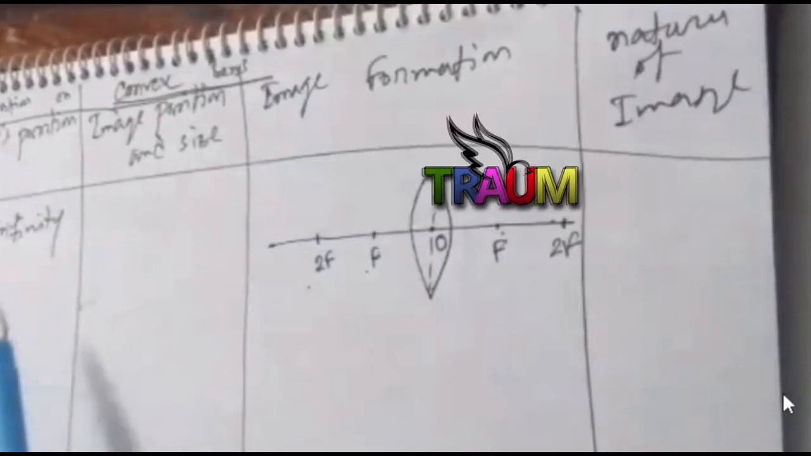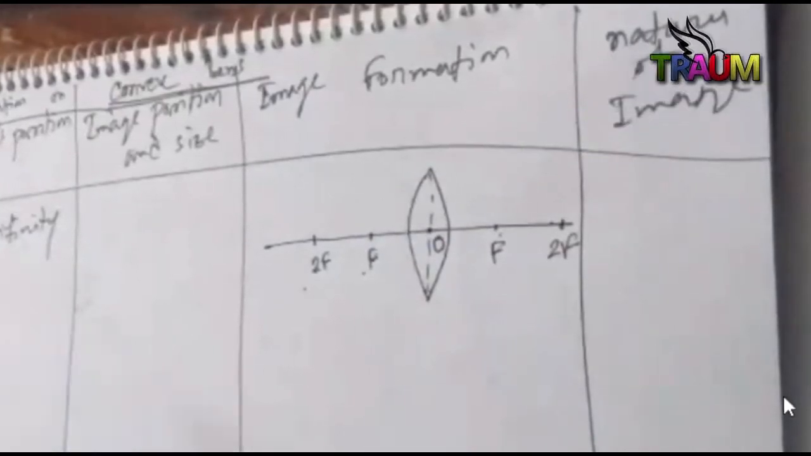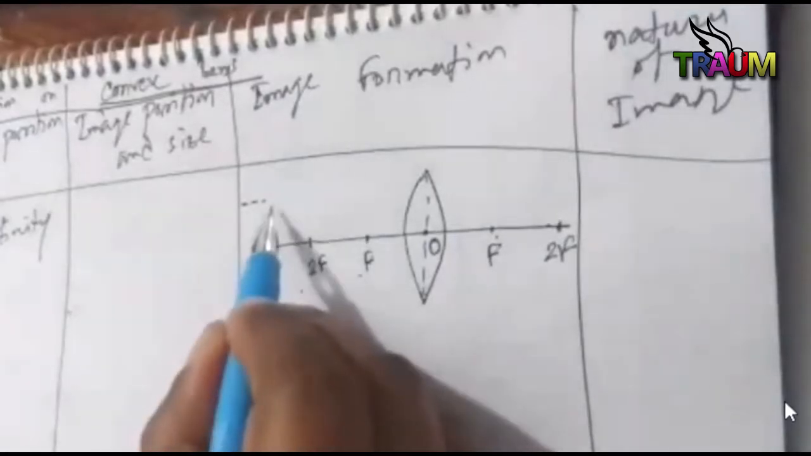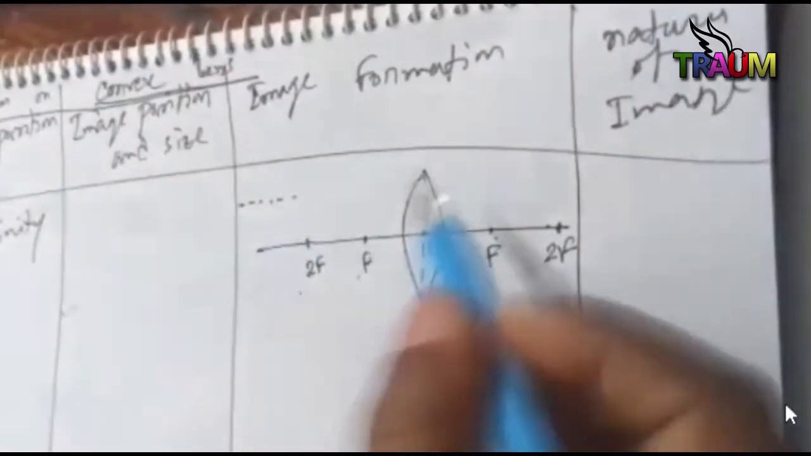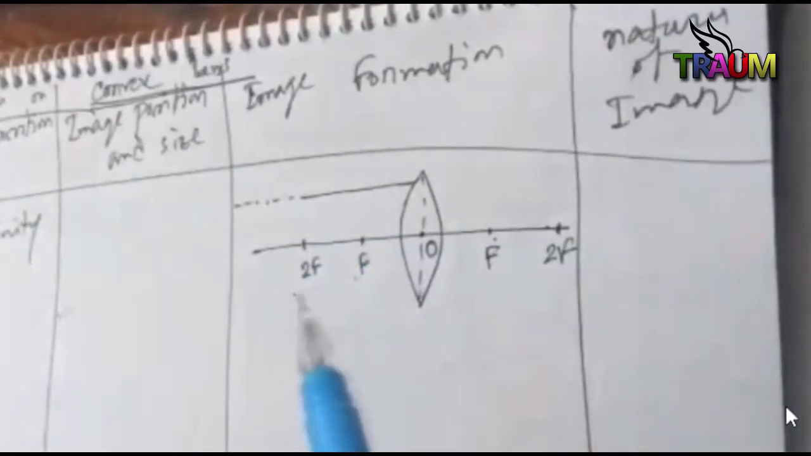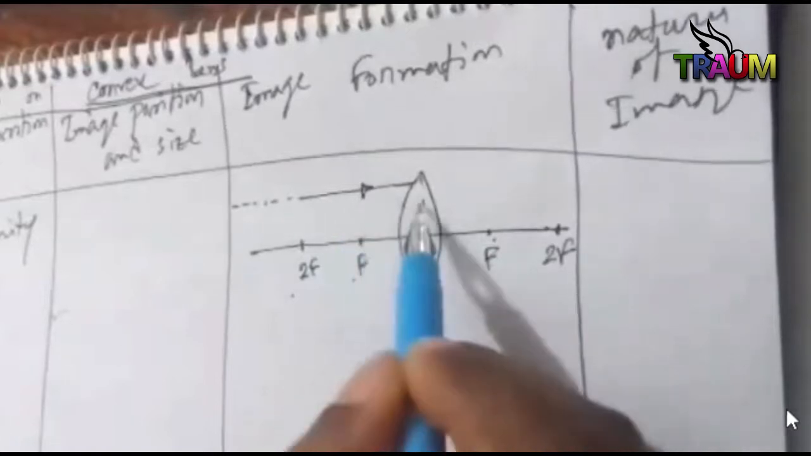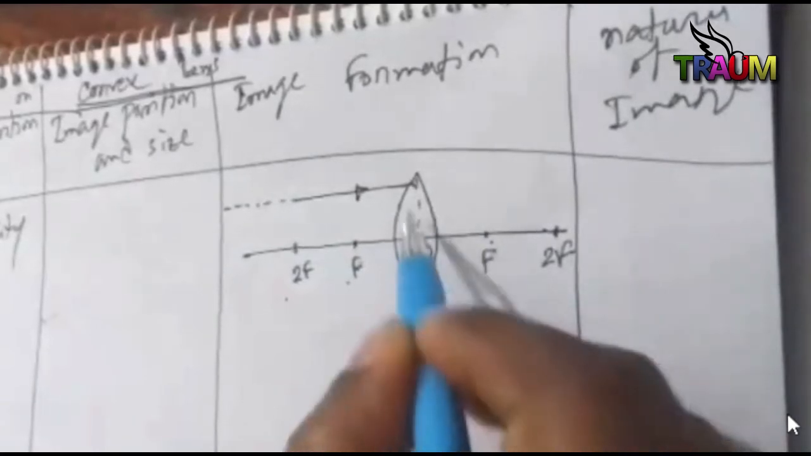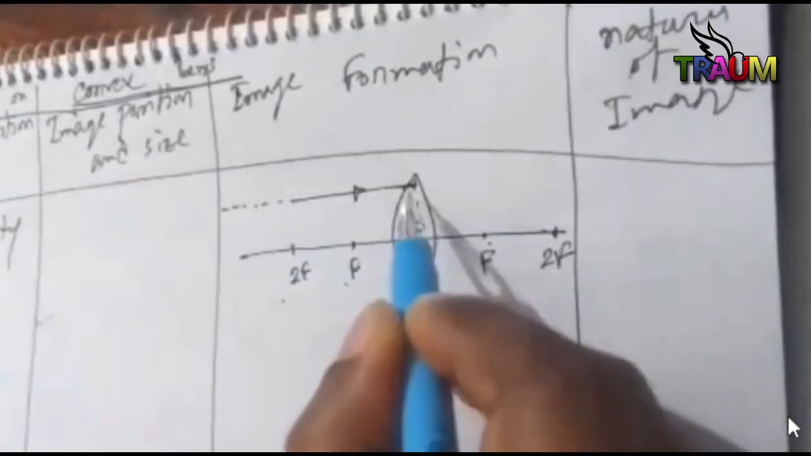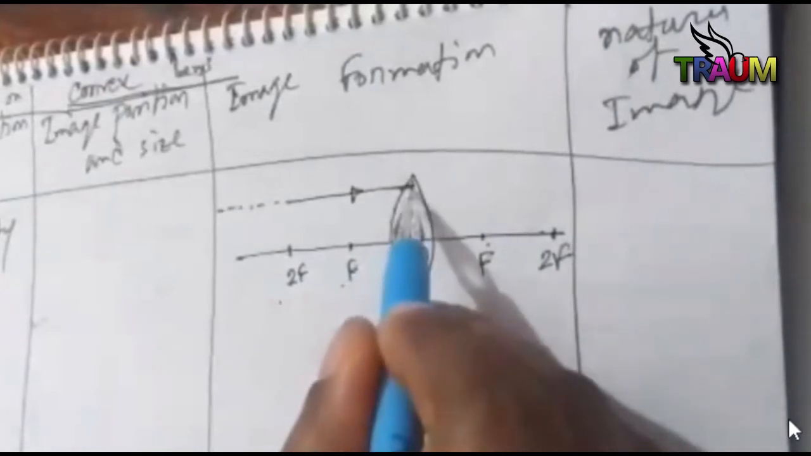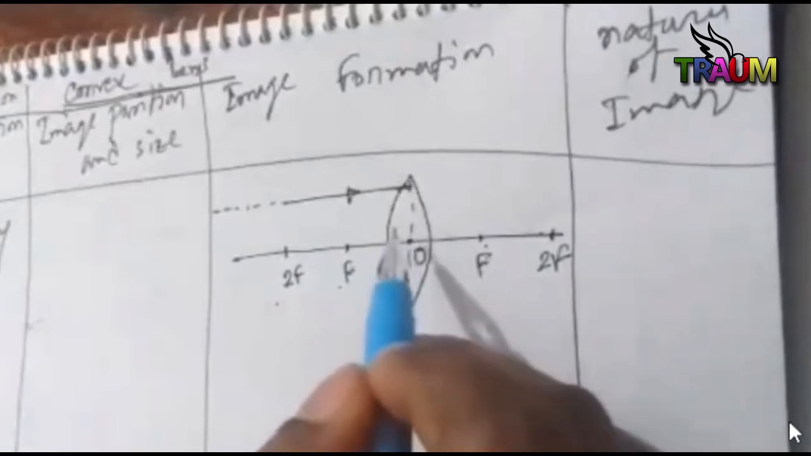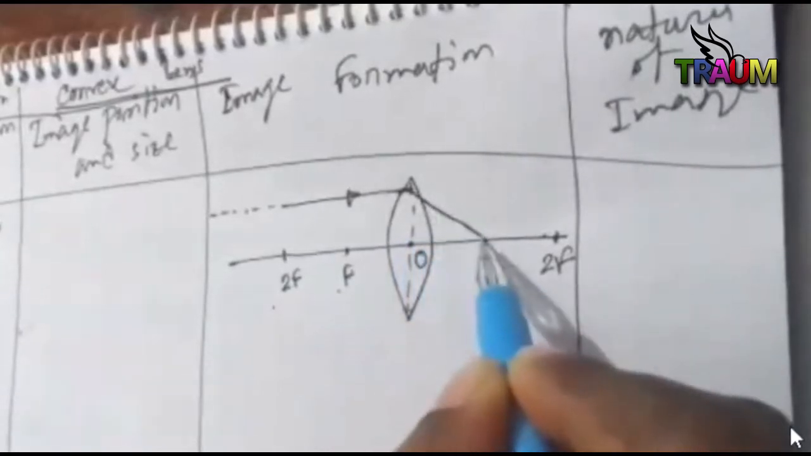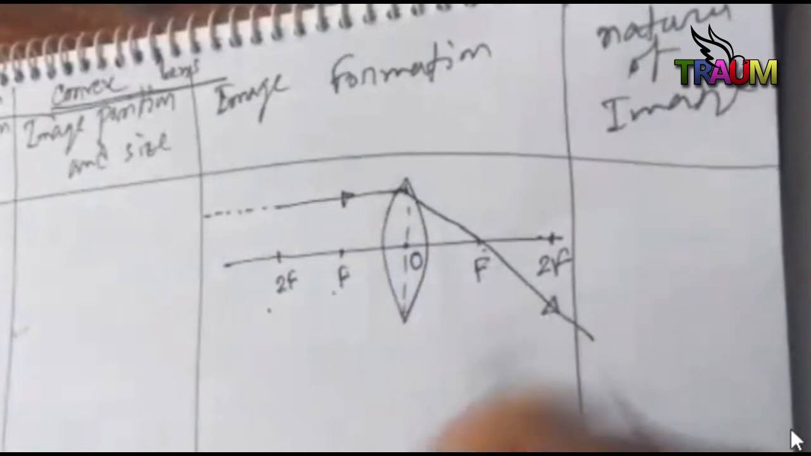Now, our object position is at infinity. So infinity gives some dotted lines, and so this light ray comes and falls. Then it will pass through the middle line. After this middle line, the light ray changes its direction. The ray will bend and goes through this focus.